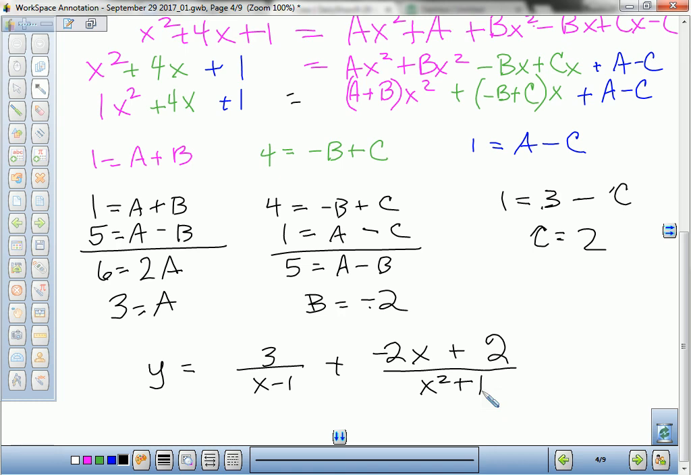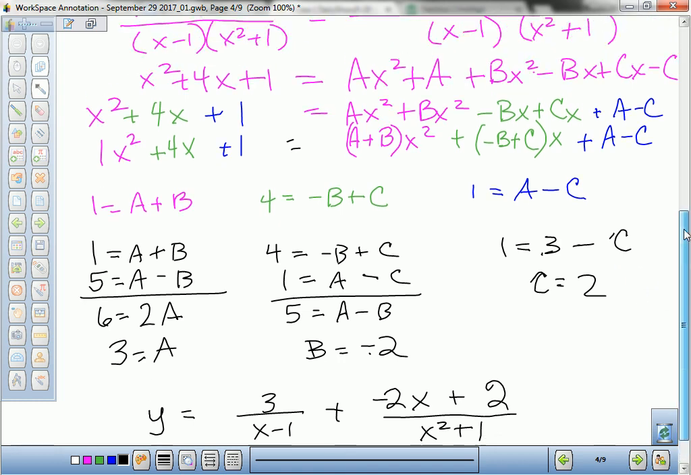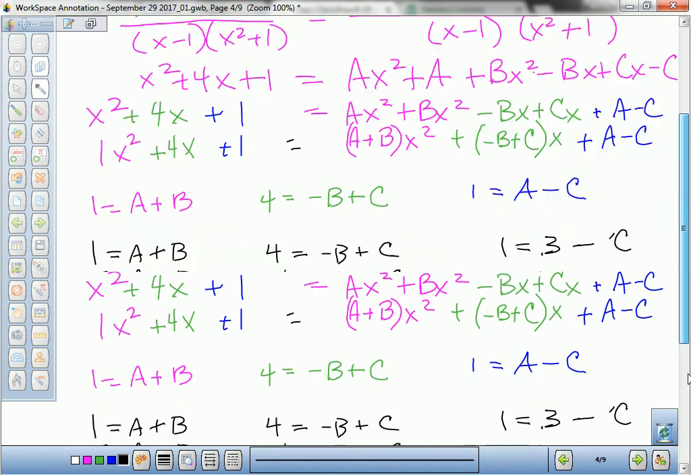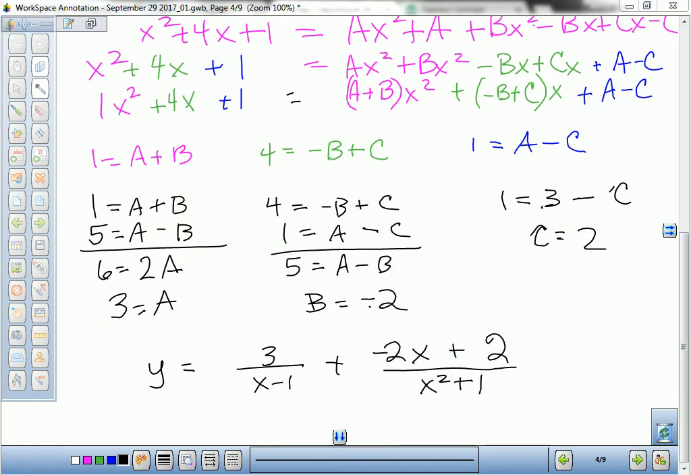Once I get the a, b, and c, what I'm doing is I'm going back to right here and plugging in the a, the b, and the c. That's all I'm doing. Okay? That's simple enough.